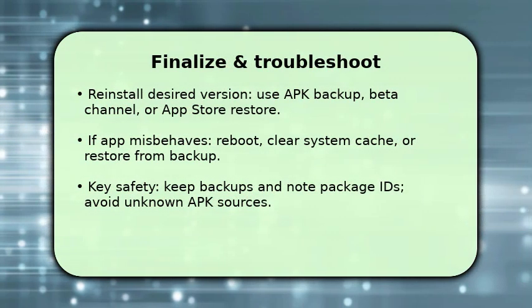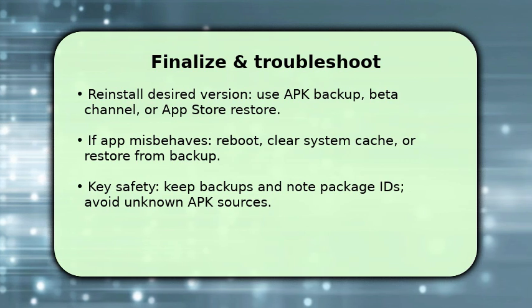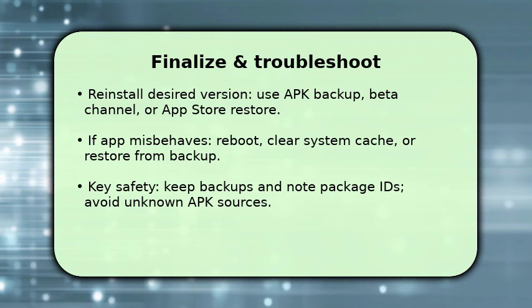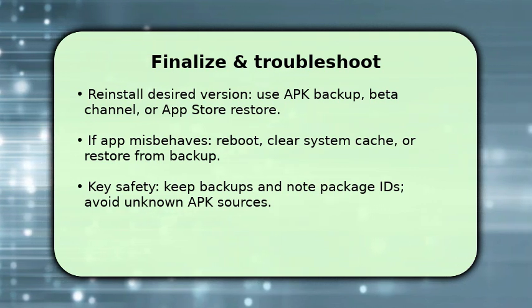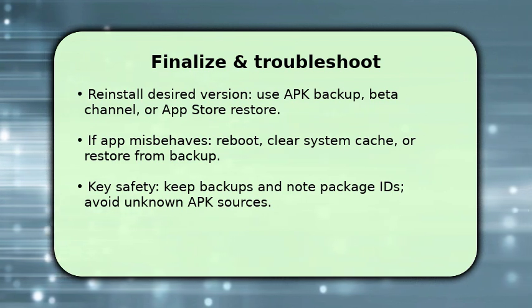You finish by installing the version you want. Sideload a verified APK from your backup, switch channels for beta or stable, or restore via the App Store if available. Once installed, verify settings and login. Make sure permissions are correct.